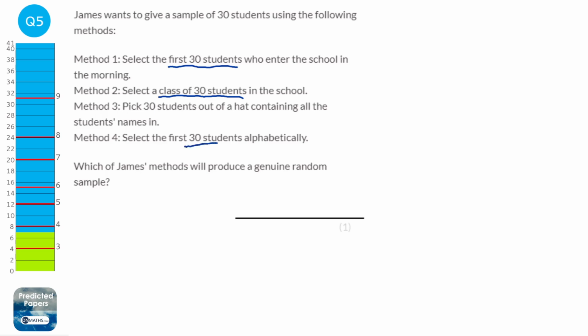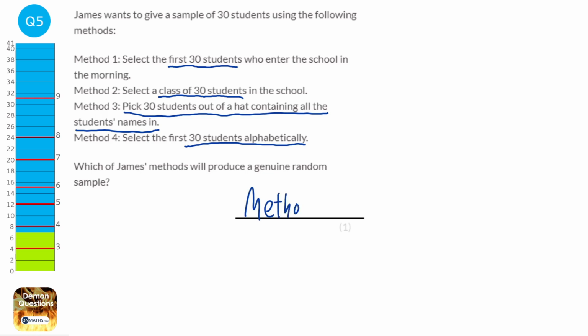So if it's a year 7 class or a year 11 class, they're all going to be the same age. It might seem that it's fair that picking the first 30 students alphabetically, so A to F or whatever, again, that's not fair, because the people at the end of the register don't have an equal chance of being picked. So you need to make sure everyone in your population has an equal chance of being picked. So picking 30 students out of a hat containing all the students' names in is definitely the fairest way of picking a sample from this list.